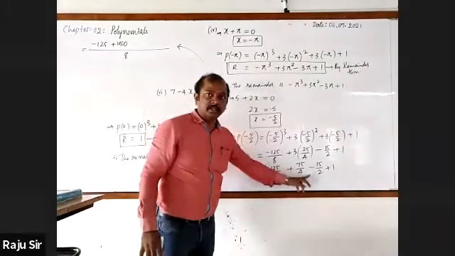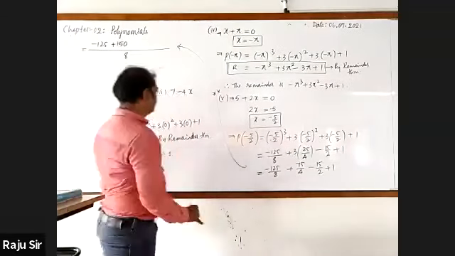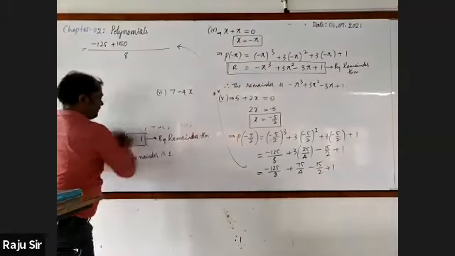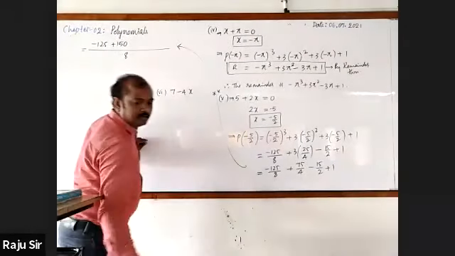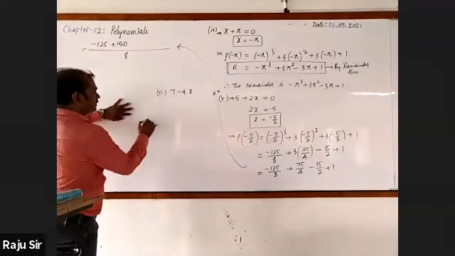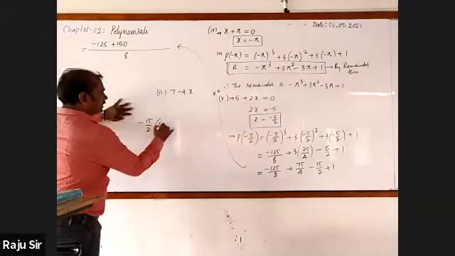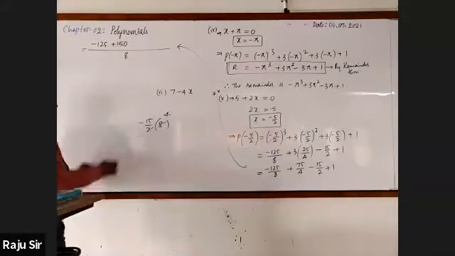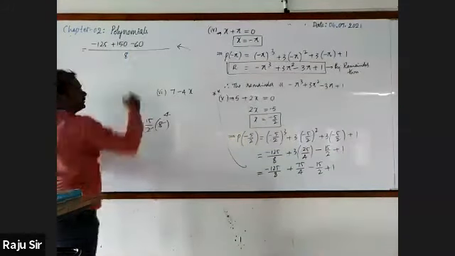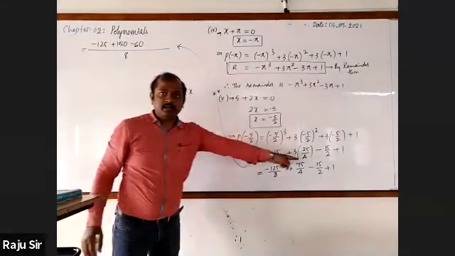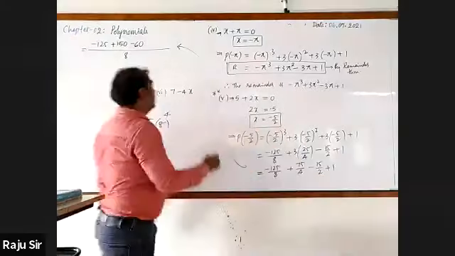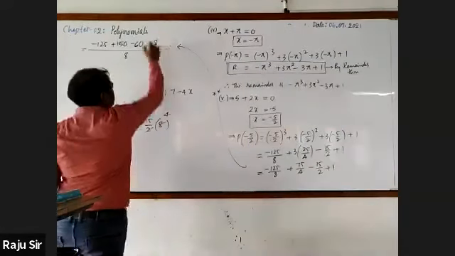Next, multiply the LCM with the third term. Wait. The third term is minus 15 by 2. The LCM is 8. 2 ones are 2, 2 fours are 8, 15 fours are 60. So minus 60. Then the last term. Multiply the LCM with the last term. Plus 8.